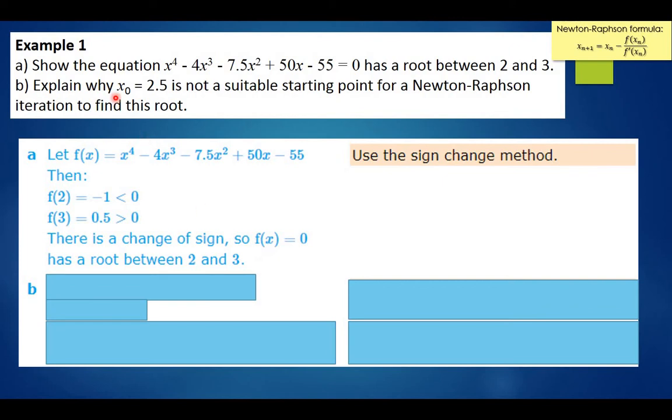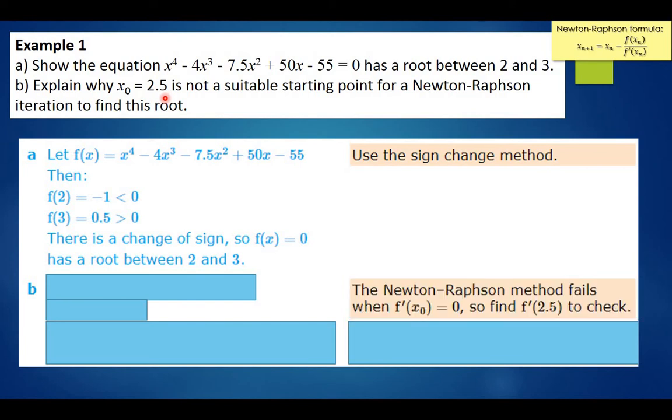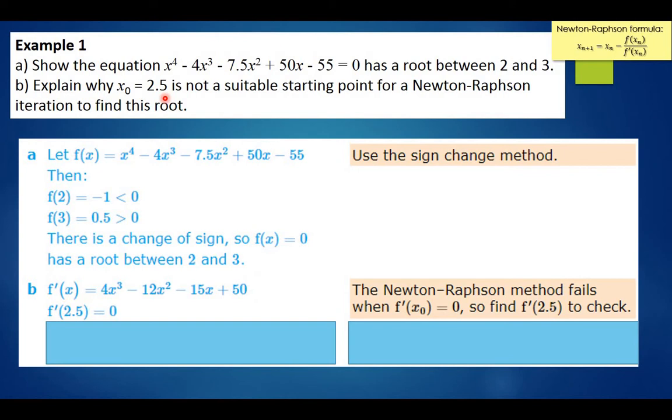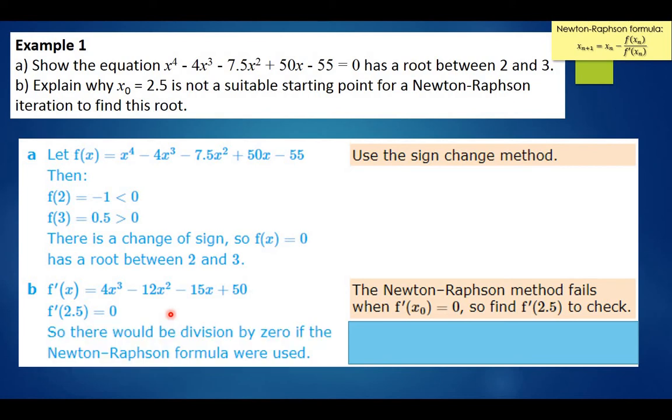For this next bit, we're looking at why 2.5 is not a suitable starting value. So we're going to check first of all the gradient at 2.5. I'm going to differentiate and pop in 2.5 and we get 0. So that means we have a stationary point. We've got two ways of explaining this. Either thinking about how we would have to put a 0 into the formula and we can't divide by 0, so we have an undefined next term.